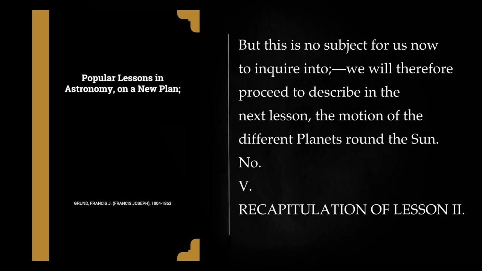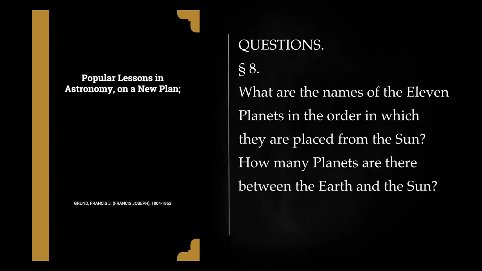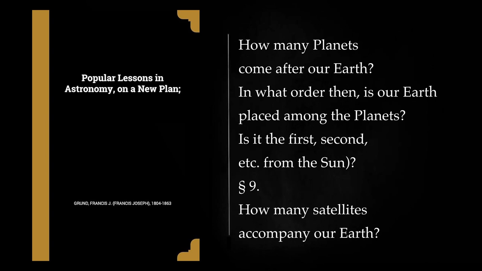No. V. Recapitulation of Lesson 2. Questions. Section 8. What are the names of the 11 planets in the order in which they are placed from the Sun? How many planets are there between the Earth and the Sun? How many planets come after our Earth? In what order, then, is our Earth placed among the planets? Is it the first, second, etc. from the Sun?